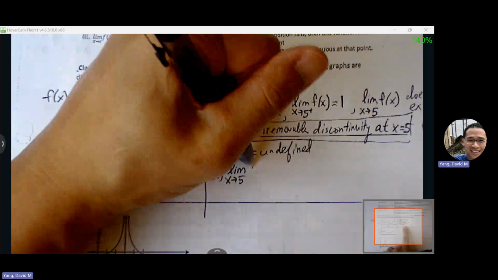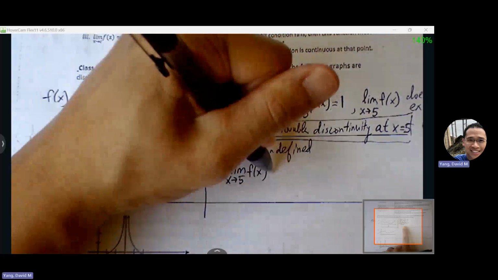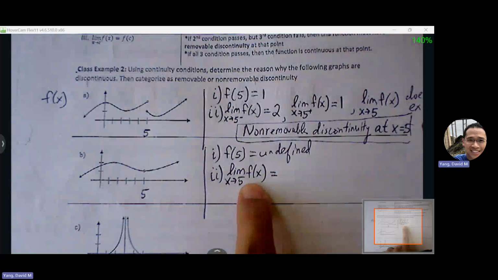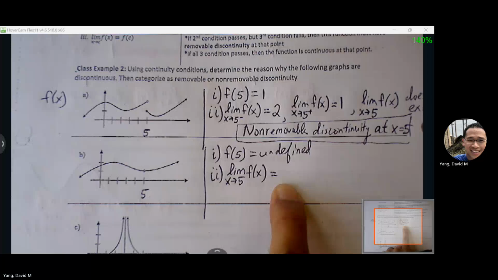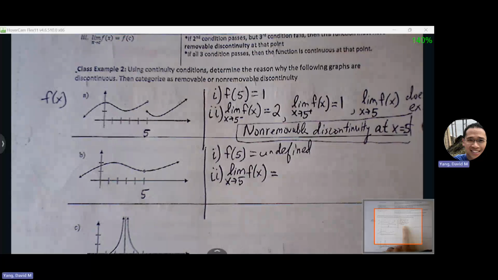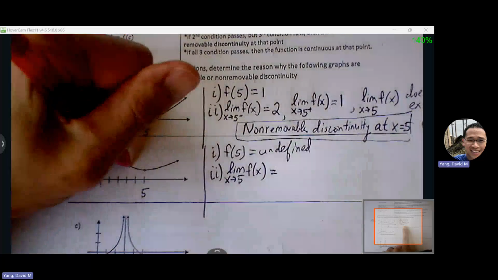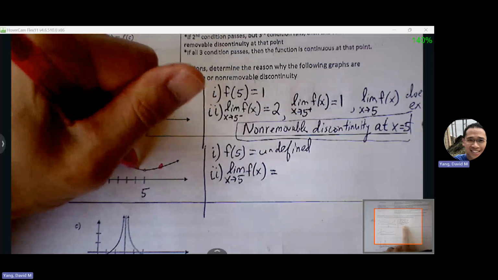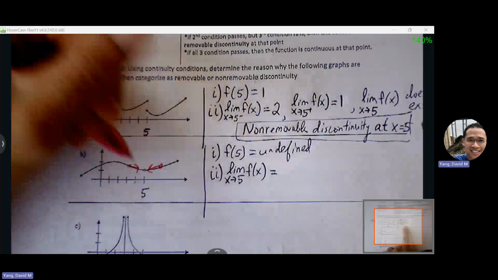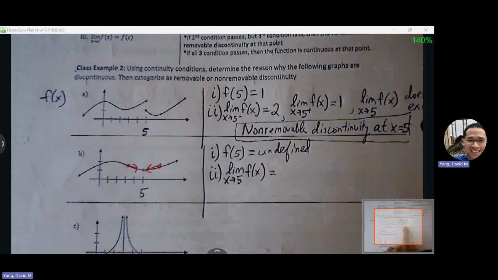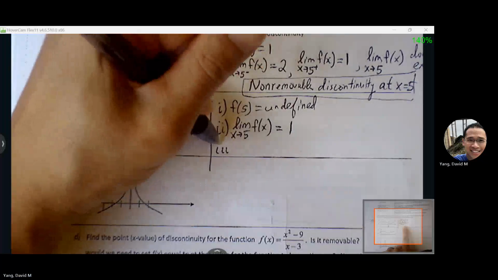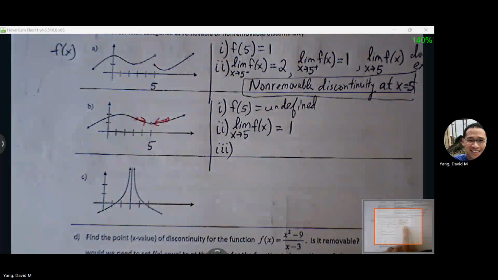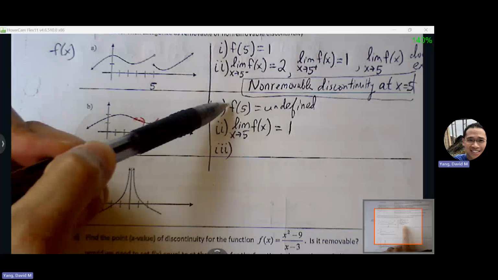Okay, so don't forget limit as x approaches 5 of f of x is equal to 1, right? So this is essentially what we're doing here, picking points on both sides of 5, and they're both headed towards the same hole. They're both headed towards 1, so good. We keep going. Is the third condition going to pass? No, we're just comparing these two, right?